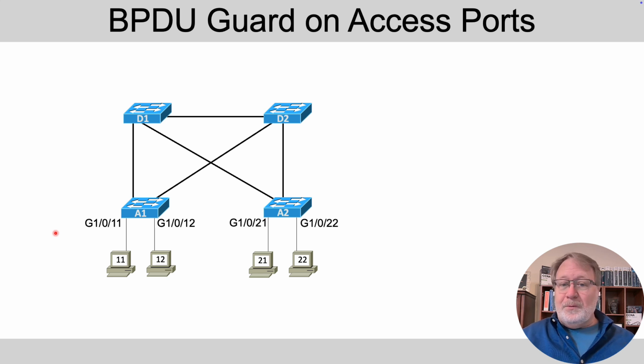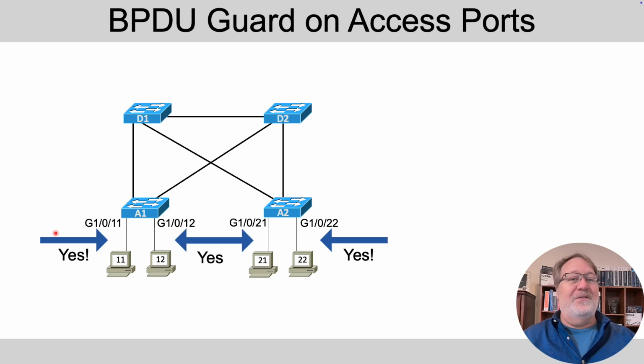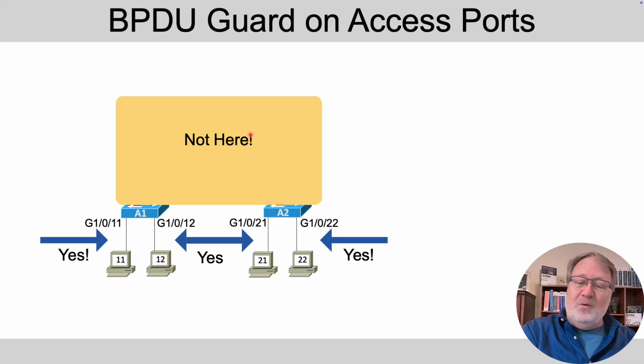So where do we want to implement this feature? Well, we want to implement it out there at the access ports where we should never receive a BPDU. If you do receive a BPDU on those ports from A1 and A2's perspective, somebody has broken the design, they've unplugged a PC, they plugged in a switch, and we definitely don't want to implement BPDU Guard up here because we expect BPDUs to be sent up there.